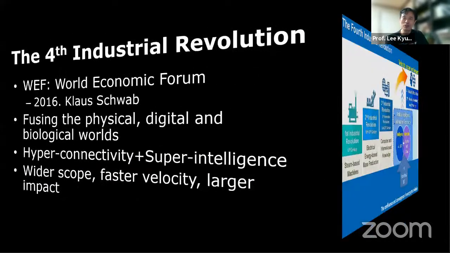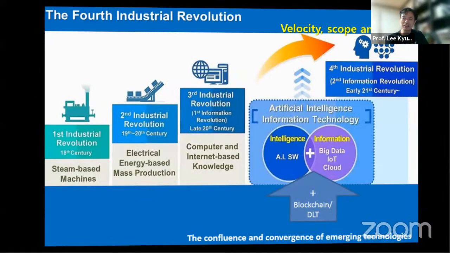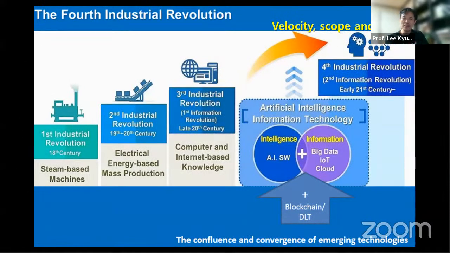To summarize the industrial revolutions: the first industrial revolution occurred by steam-based machines. The second industrial revolution occurred by electric energy-based mass production, and the third industrial revolution was made by computer and internet-based knowledge. Fourth industrial revolution, some people say it is an extension of the third industrial revolution, but the scope is much, much wider, velocity is very, very faster, and impact is greatly larger. AI, big data, and robotics technology are the center of the fourth industrial revolution.